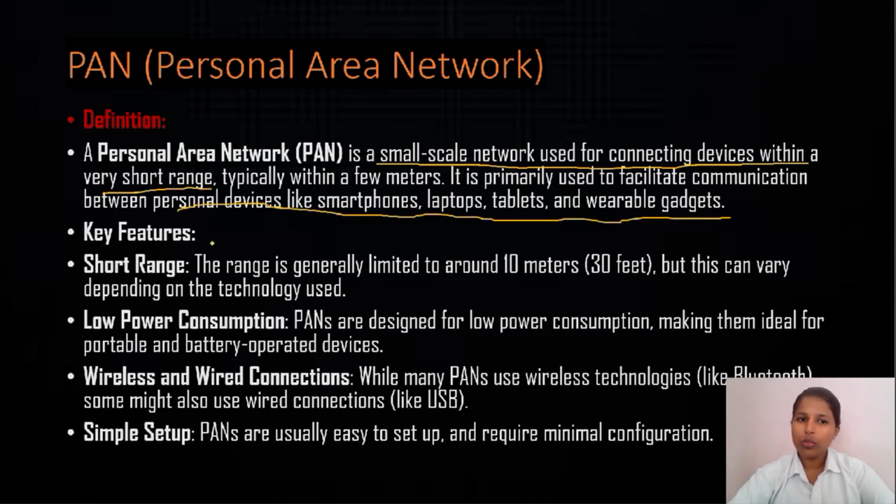So we can look at the features. First one is short range, that it is very limited, around 10 meters, approximately within 30 feet, depending on the technology we use. And also low power consumption, that PAN is designed for low power consumption, making it ideal for portable and battery-operated devices. It supports both wired and wireless connection. PAN uses wireless, for example Bluetooth, and the wired connection is USB. And simple setup, PAN usually requires minimal configuration.